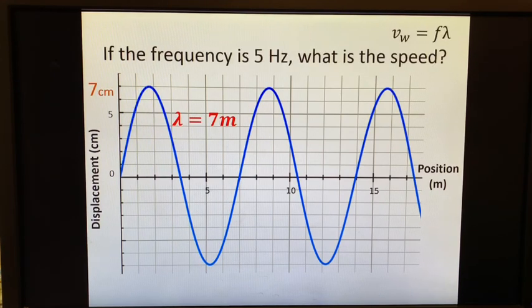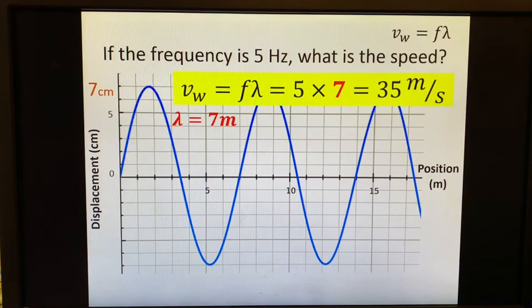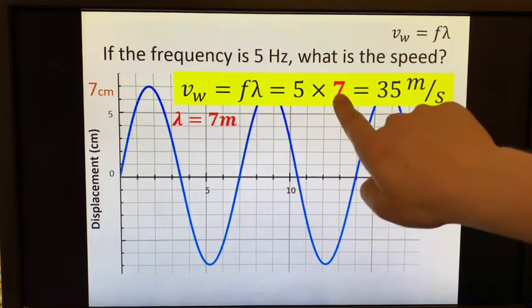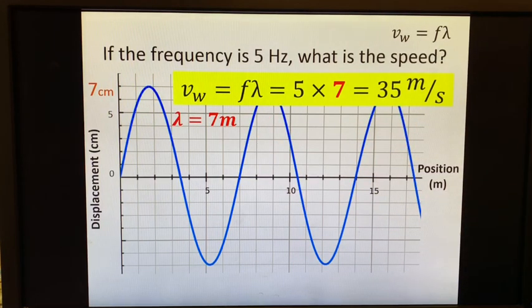If the frequency is 5 hertz, what is the speed? So if we're given the frequency is 5 hertz, because we can't get that from this graph. But if the frequency is 5 hertz, what's the speed? So using your formula up there in the corner, frequency times the wavelength. The frequency of 5, the wavelength of 7, multiply those together, a speed of 35 meters per second.